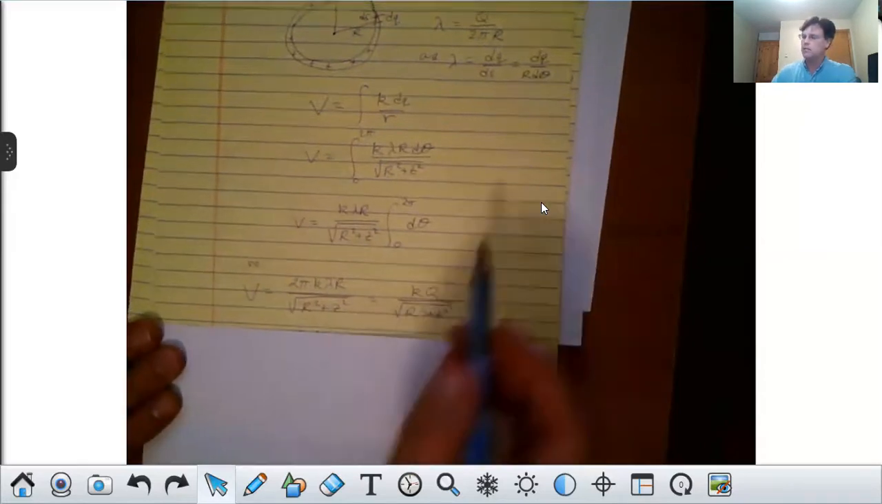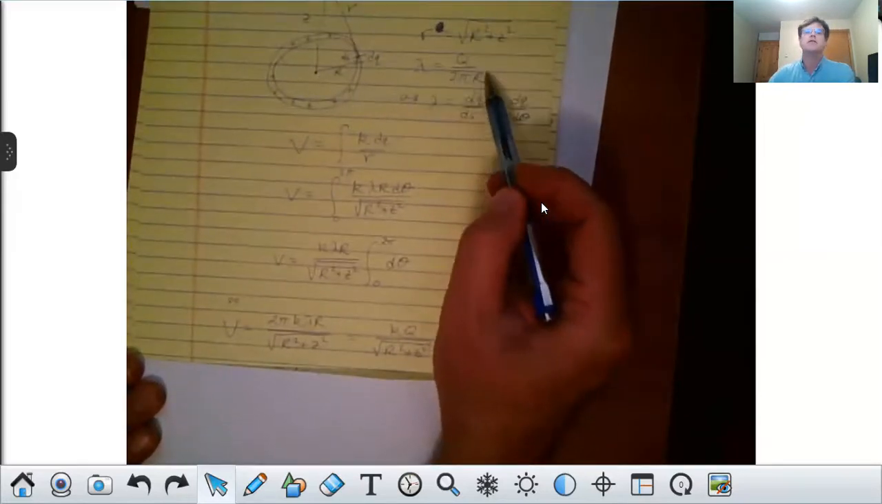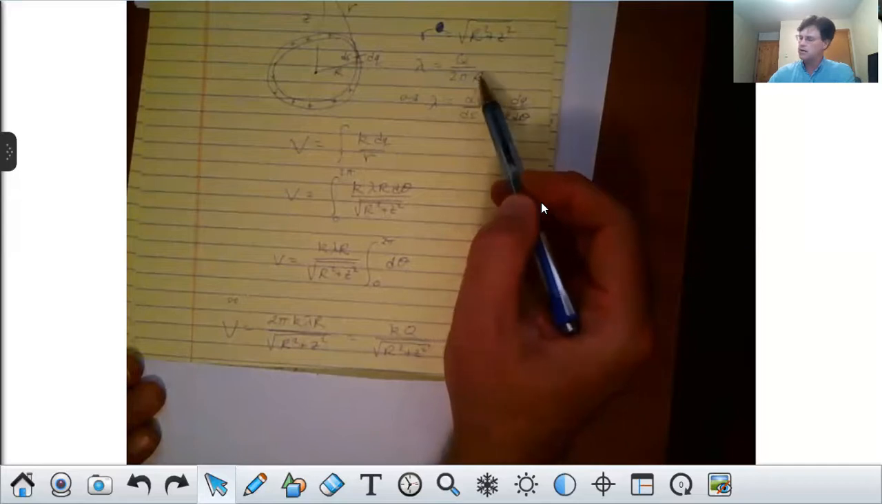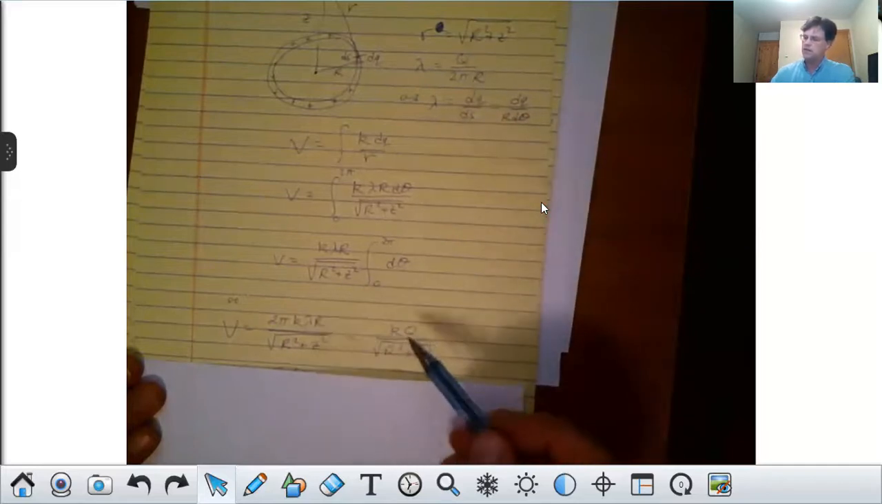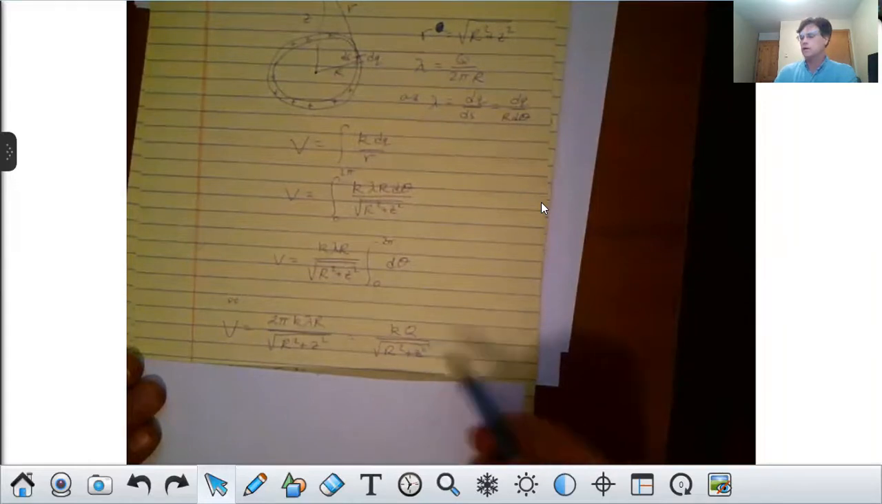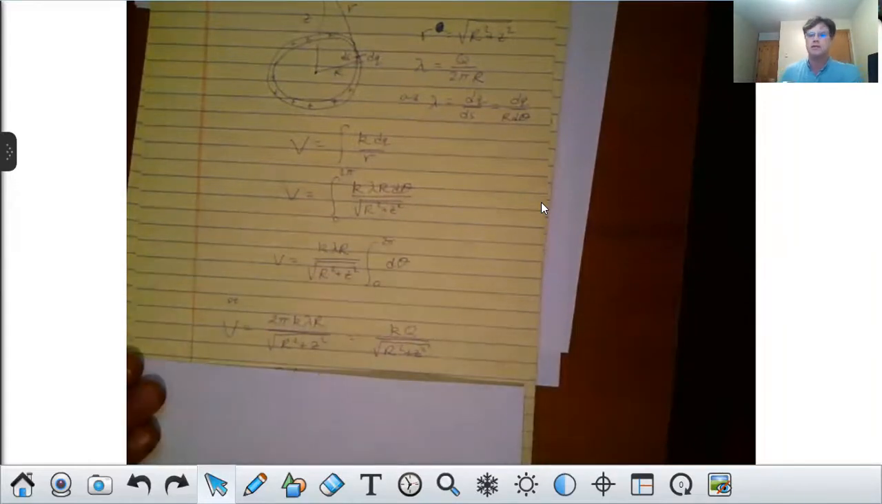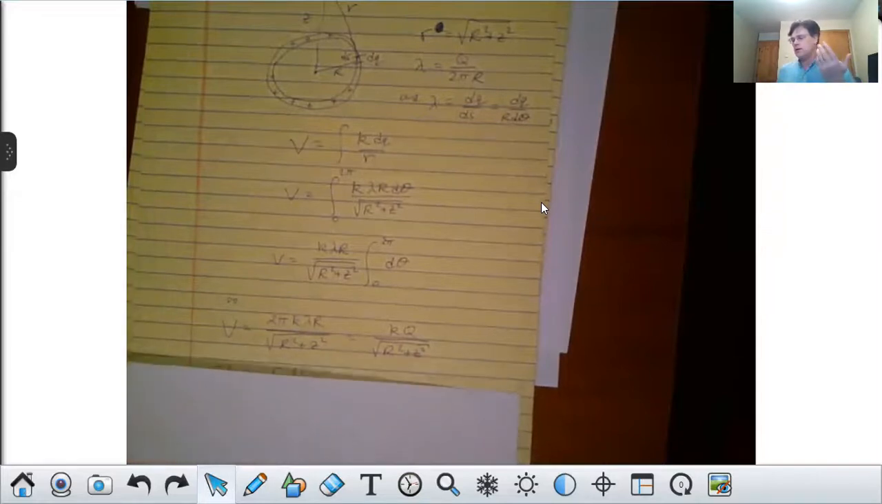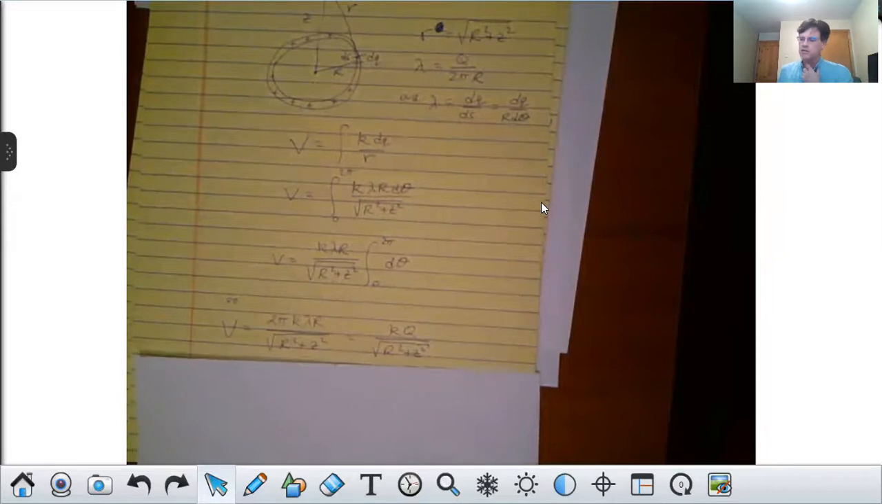Now, I could go back and use that lambda is capital Q over 2 pi R, plug that in, and get this expression, kQ over square root of R squared plus z squared. Pretty simple expression for the electric potential, and again, it does not have a direction. Now, the next question you might ask is, can I get the electric field from this electric potential? And the answer is yes.